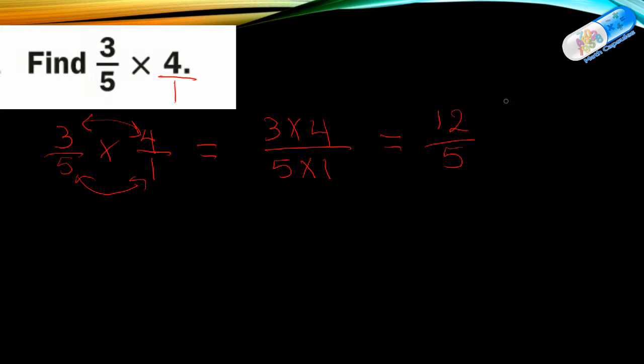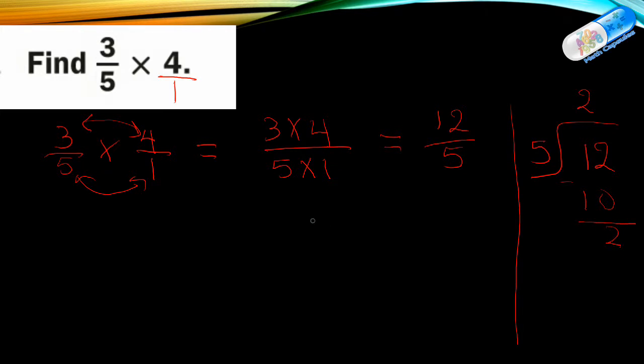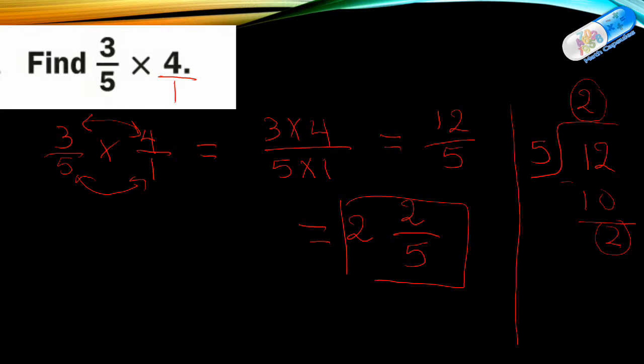And to write this as a mixed number, we will do 12 divided by 5 as a long division. 12 divided by 5 equals 2. 2 times 5 is 10, and the remainder is 2. So to write the mixed number, we do it like this. This is the quotient, so I will write it as the whole number. And this is the remainder, I will write it as a numerator over the same denominator, 5. This is the mixed number form.